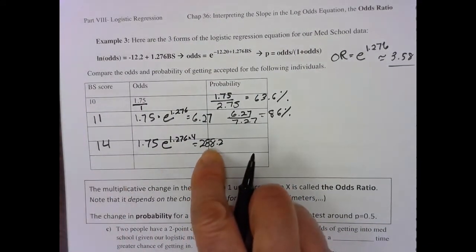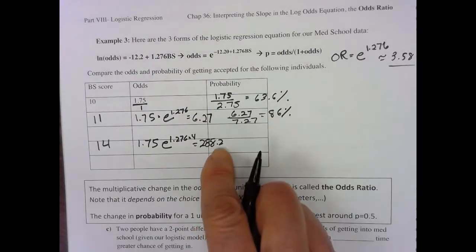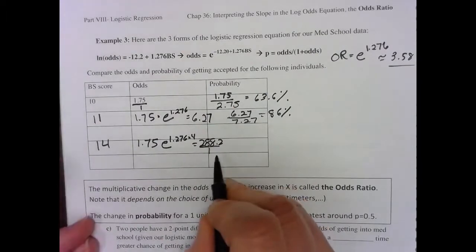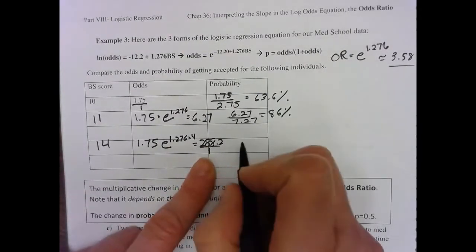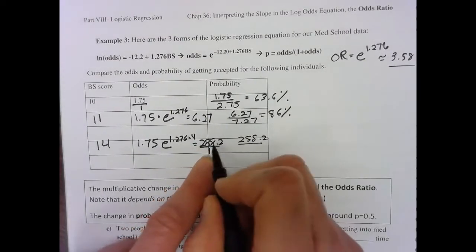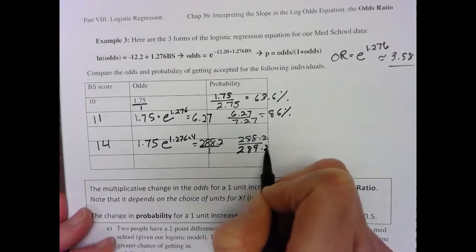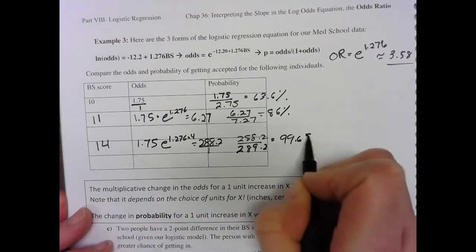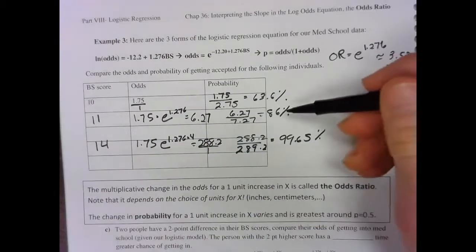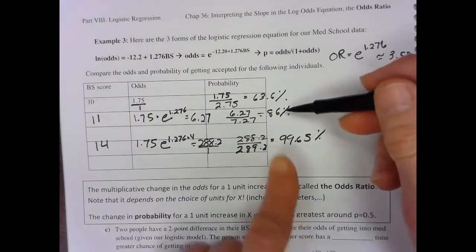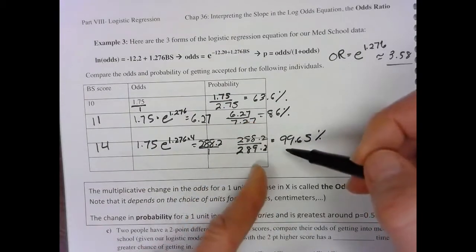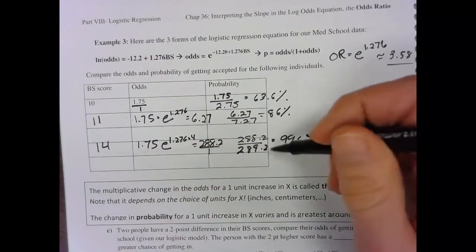So that's a high biological science score, and so you have 288.2 times the success to failure. That's the odds of getting in to not getting in. And so then if you want to look at the probability, it's 288.2 over 1 plus that, over 289.2. And it's 99.65%. But there's no comparable way that we can directly describe going from knowing this probability to getting that probability without going back to the equation.